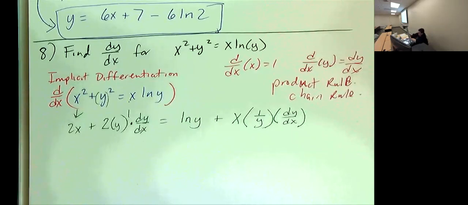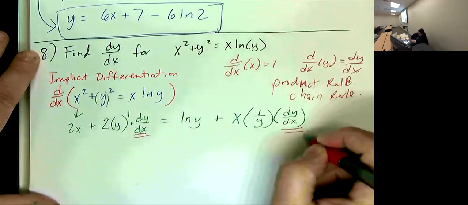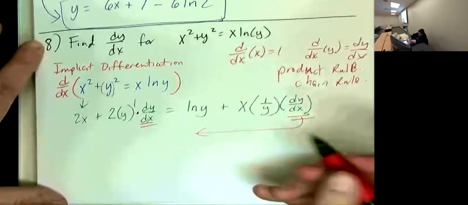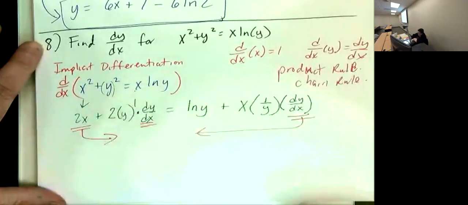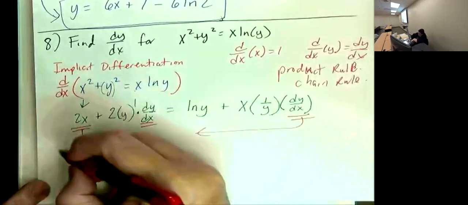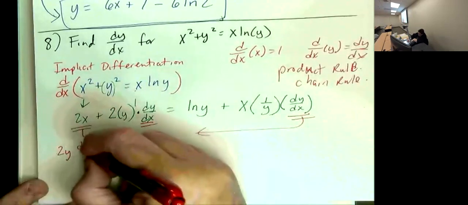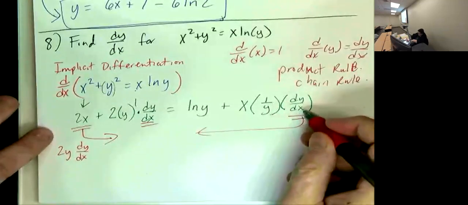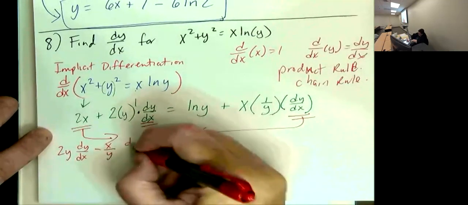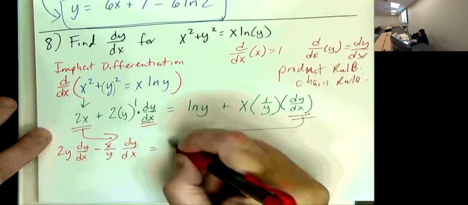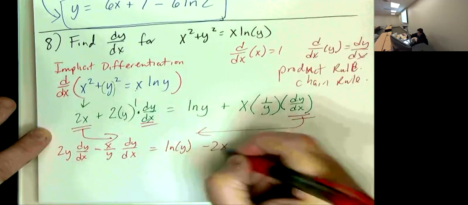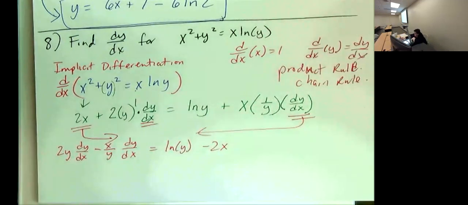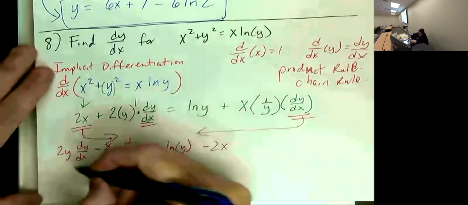So I'm gonna get all my dy dx's on one side. I'm gonna move them all left, which means I'll take my 2x and I'll move it right. If I do that, I've got 2y dy dx minus x over y dy dx equals natural log of y minus 2x. Everyone good with that step? All right, we factor out the dy dx.